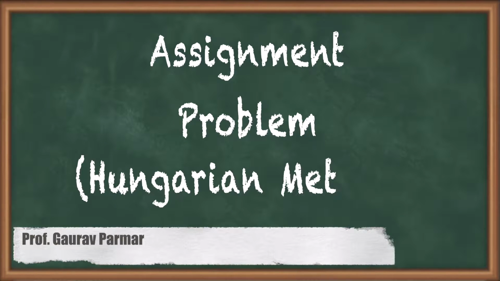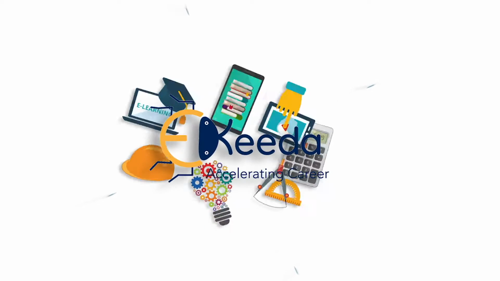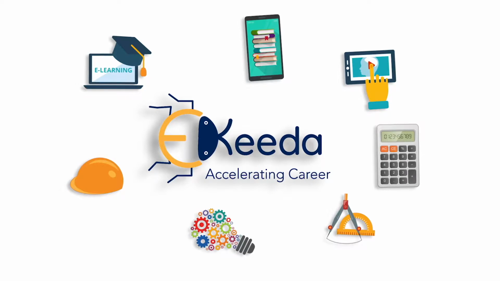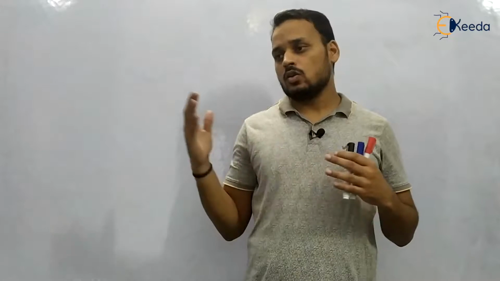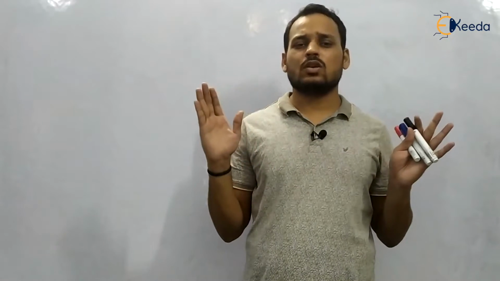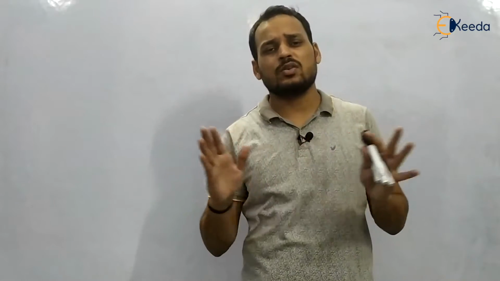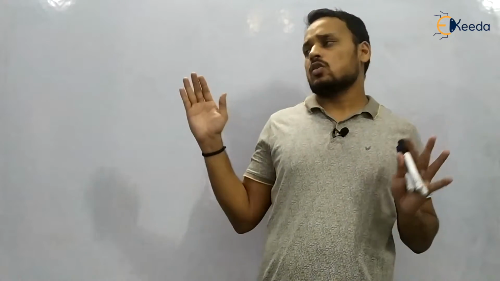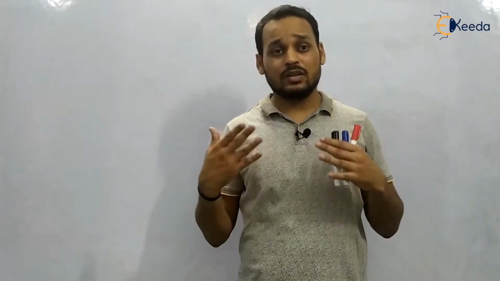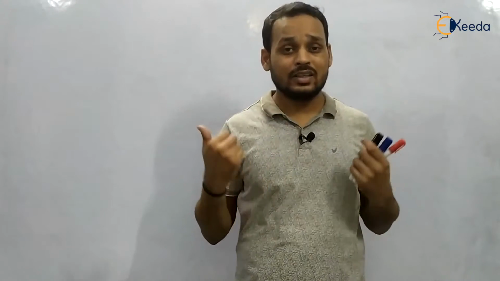Hello friends, in this lecture we will see another method, that is the assignment method, also known as the Hungarian method. It is basically an advanced version of the transportation problem. In the early lectures we have seen the transportation method, its different kinds, there are 5 different types, and how to perform the optimality test.